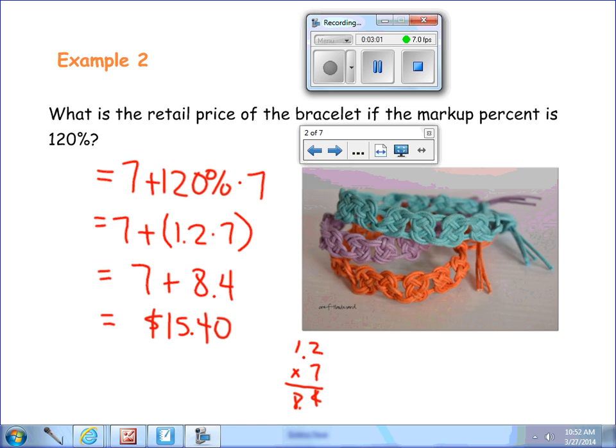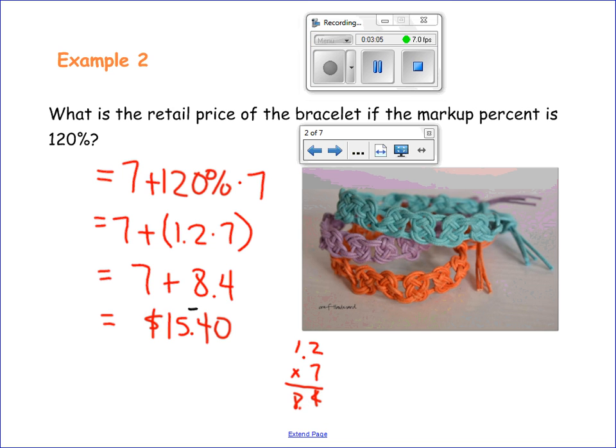So his markup was 8.4, or $8.40. So that's his markup. We add it to what he actually purchased it for. He purchased it for $7. So $7 plus the $8.40 markup means he's going to sell them for $15.40.